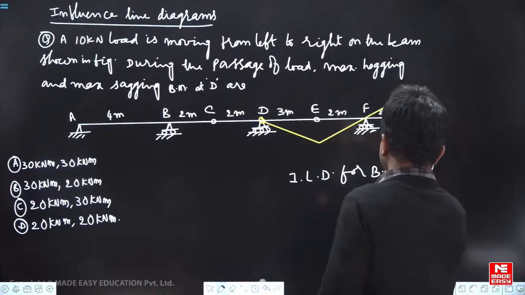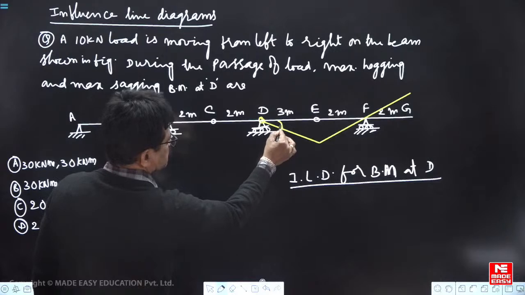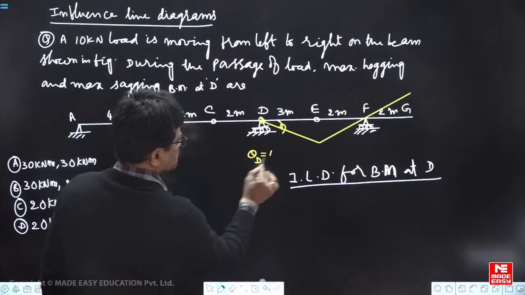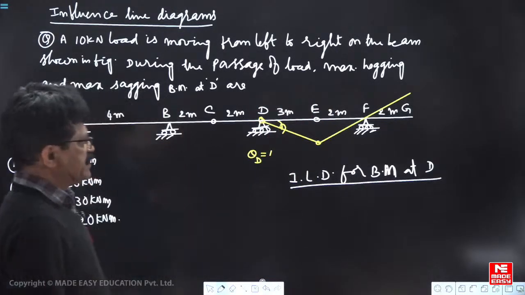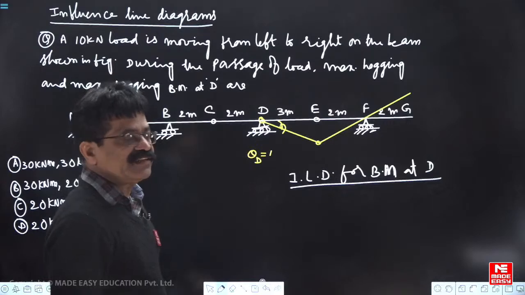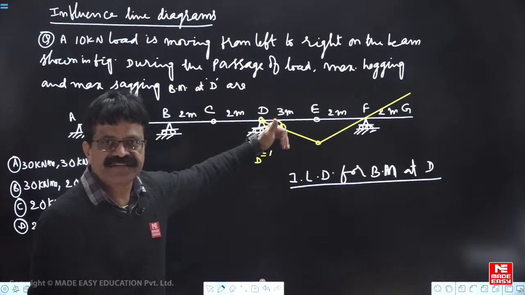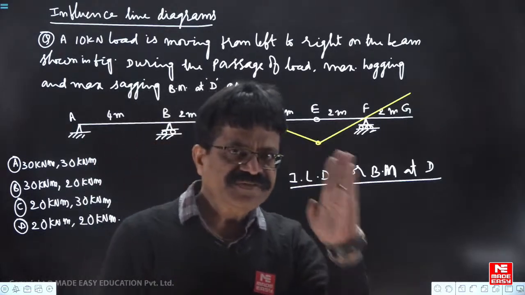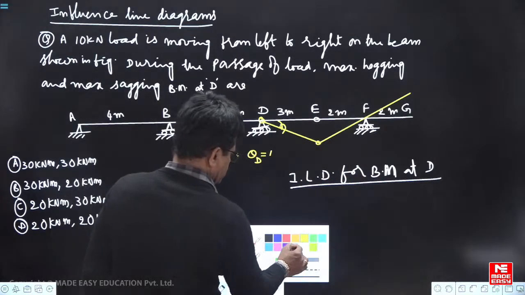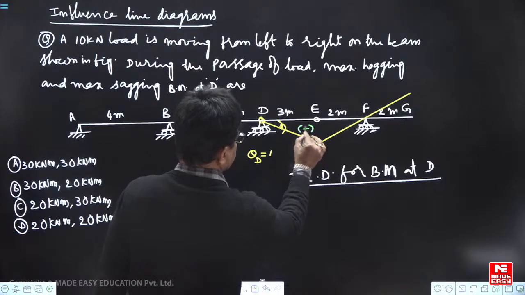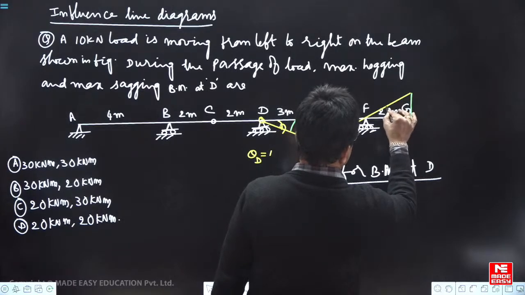ILD for bending moment at D. Okay. Now this is theta. Then the deflected shape of the beam itself is the ILD for bending moment at D. What this ILD tells you is whenever you are moving from A to B to C to D, bending moment at D is 0. Only when the load crosses D, then there will exist bending moment at D. This is minus because it is going below the reference line. This is going up, this is positive.